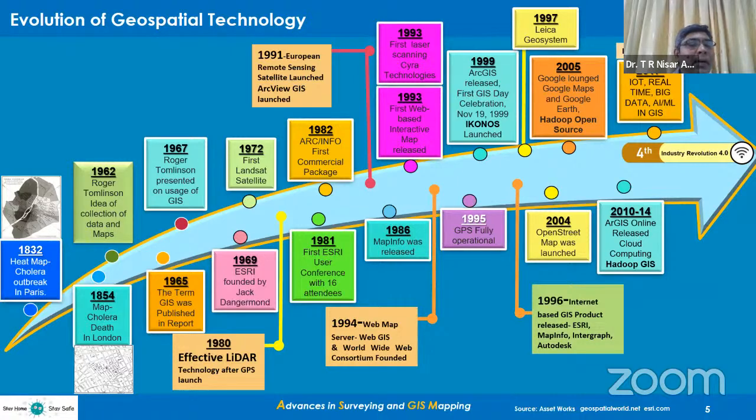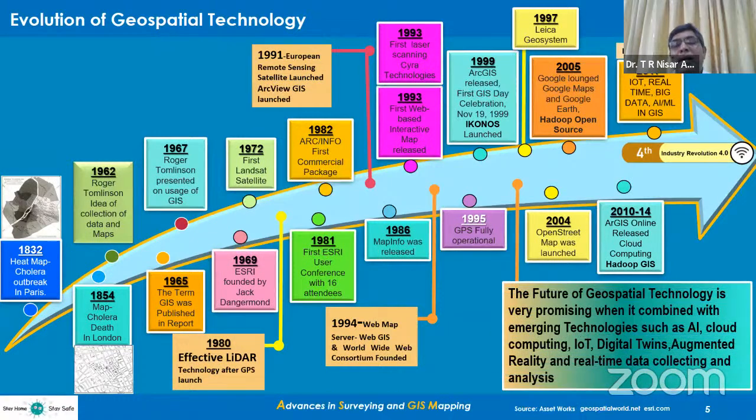So this is the journey from 1832 till now, of how the evolution of geospatial technology has taken place. Now, what is the current status now?